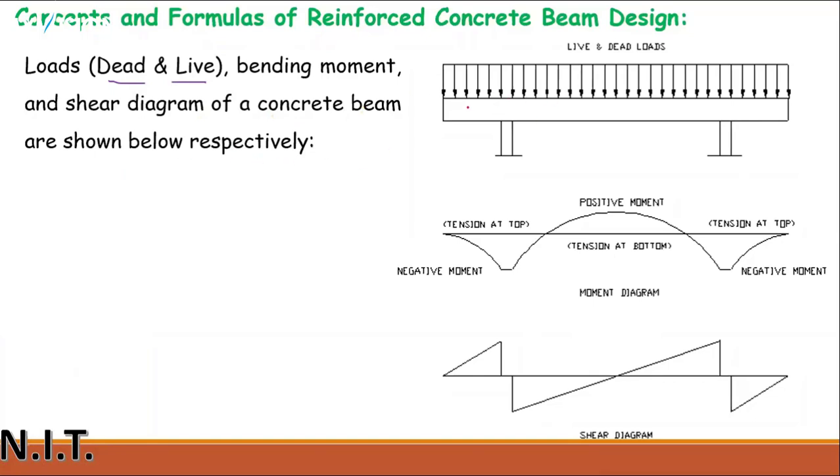If this is the beam, this is an overhanging beam. From this side, this is the overhang, this side is the clear span, and this is the overhang. This beam is subjected to a uniformly distributed load. Then the shear force shape will be like this, and this is the shape of the bending moment. This is the SFD diagram, and this is the bending moment diagram, BMD.